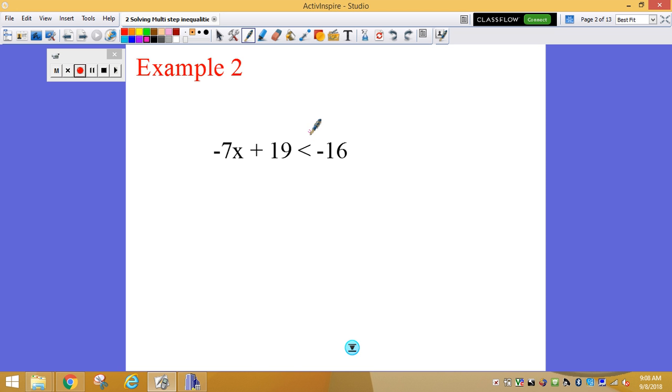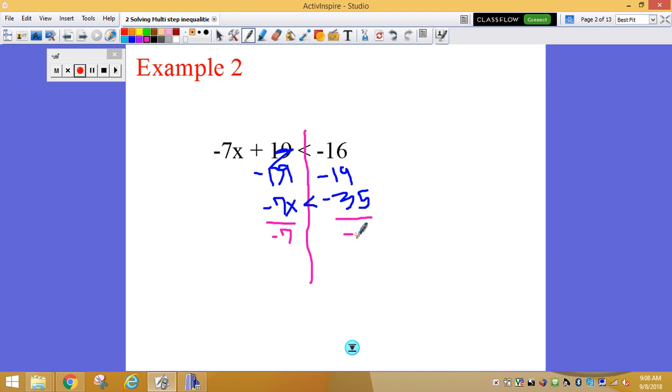So here's example 2. Write this one down. I'm going to draw a line through my equal sign. To move my 19, I do the opposite of adding, which is subtracting. Subtract 19. So these cancel. So I'm going to bring down negative 7x. I'm going to bring down my inequality. Negative 16 minus 19 is negative 35. To move that negative 7, they're multiplying. The opposite of multiplying is dividing. So I'm going to divide by negative 7. I divided by a negative, so that means I flip my inequality. And negative 35 divided by negative 7 is 5.